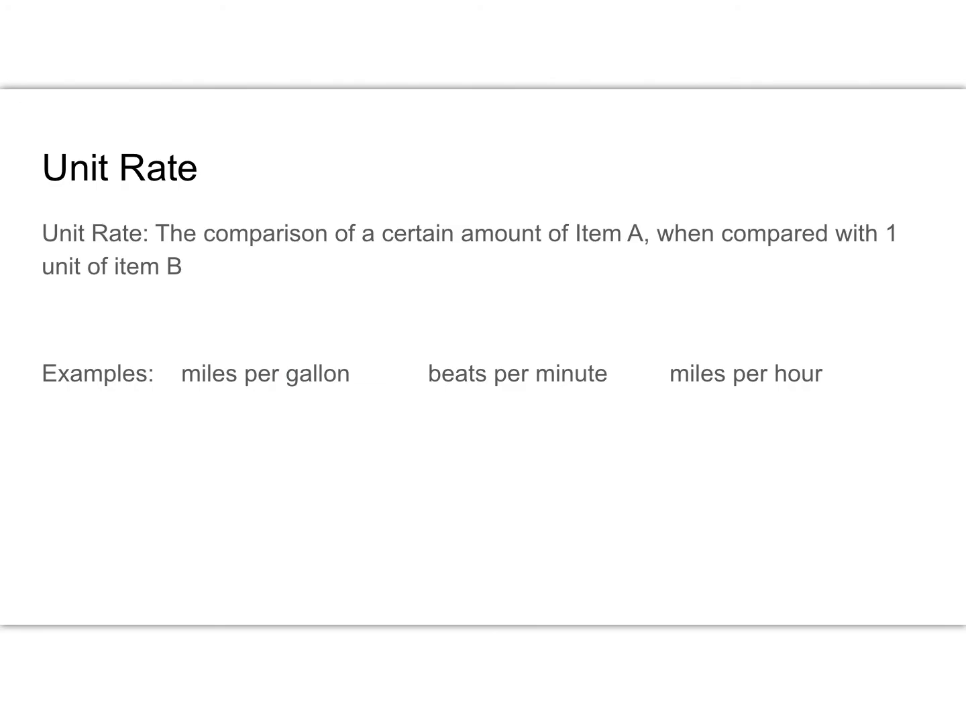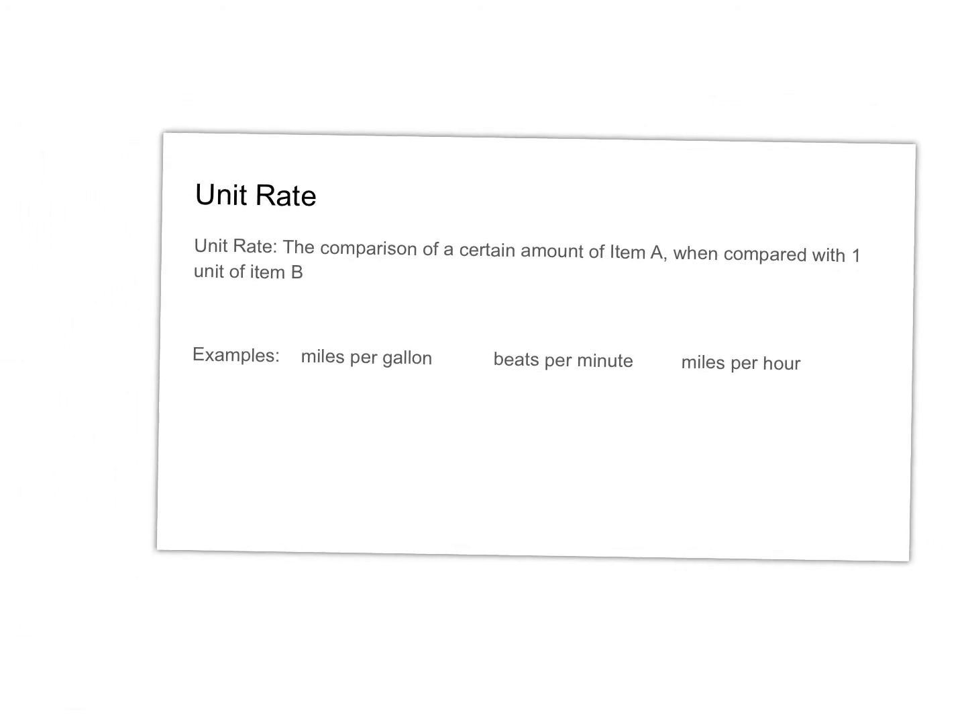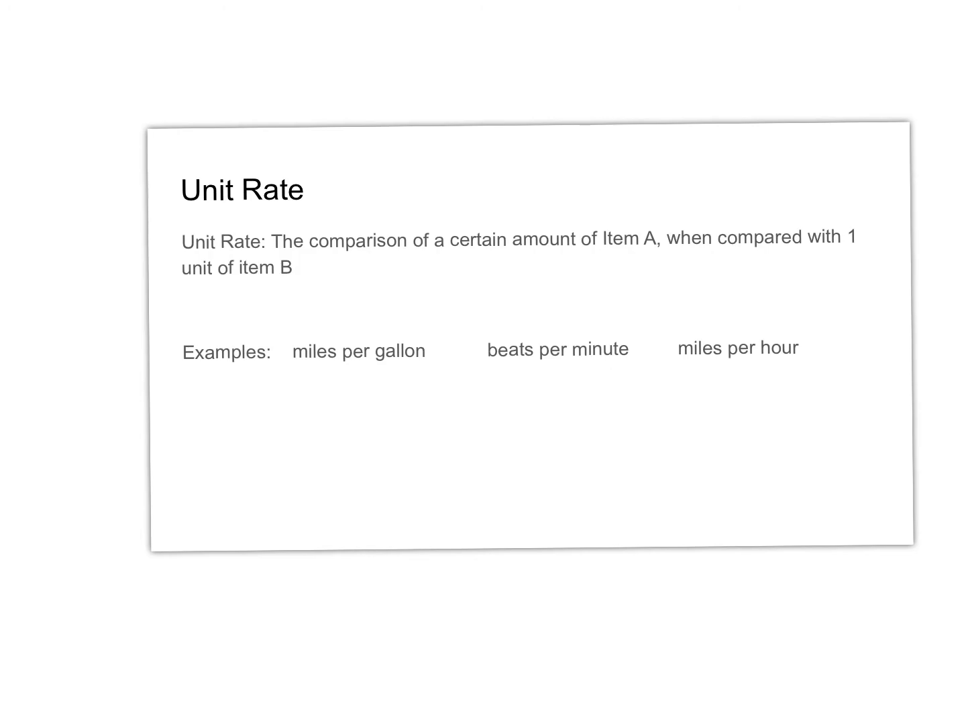All right, last thing we're going to talk about is unit rate. Now, the definition itself is rather confusing, but I'll explain what it means in a minute. It says, a unit rate is the comparison of a certain amount of item A when compared with 1 unit of item B. So most people sit there and go, what in the world does that mean?